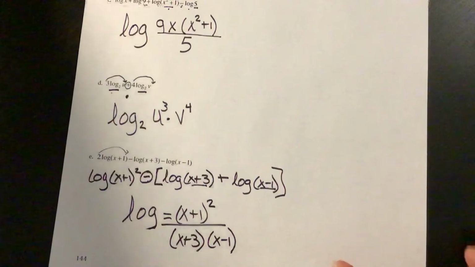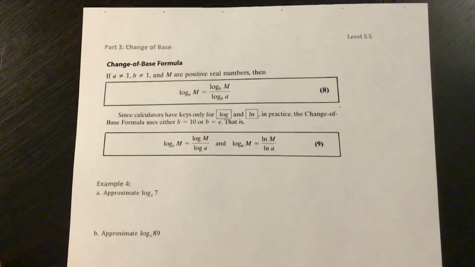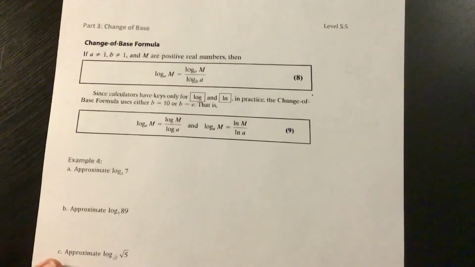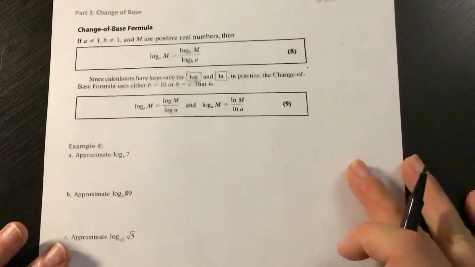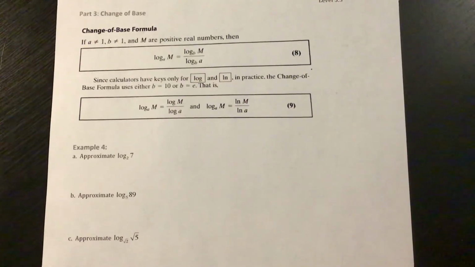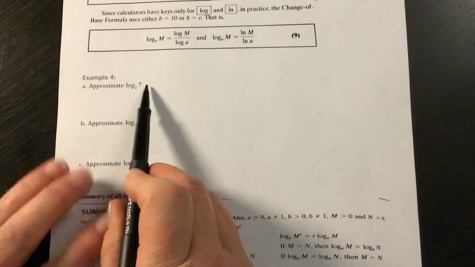All right, so one more part here, one more formula. And here we have what's called the change of base formula. And this is used primarily when we're trying to calculate a log. In the olden days, before we had the technology that we have right now, if I wanted to find the value of, let's say, log base 2 of 7.